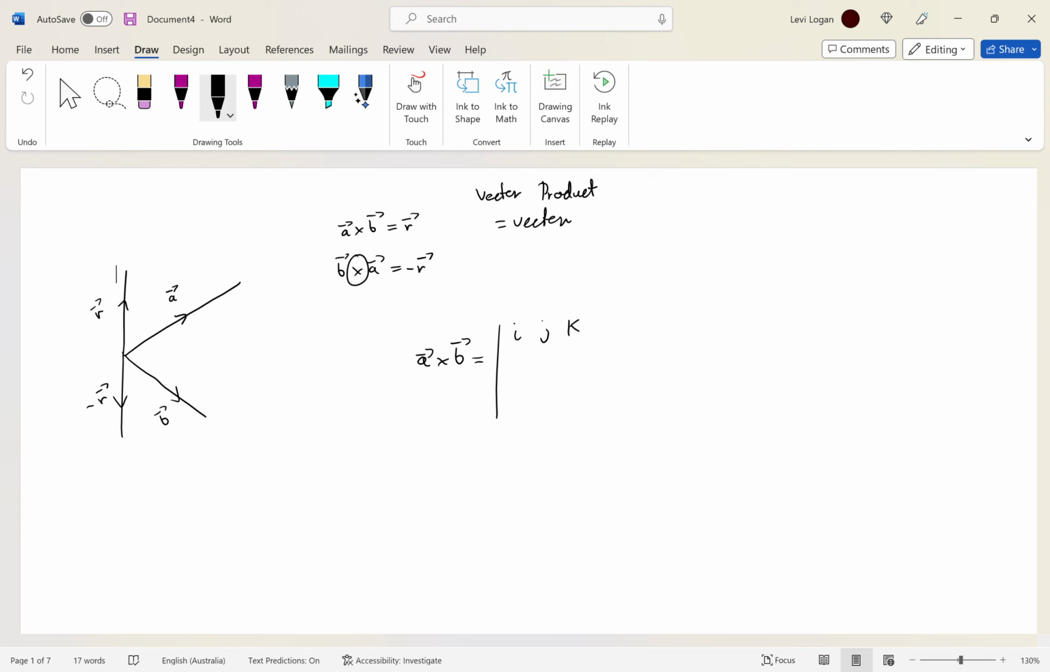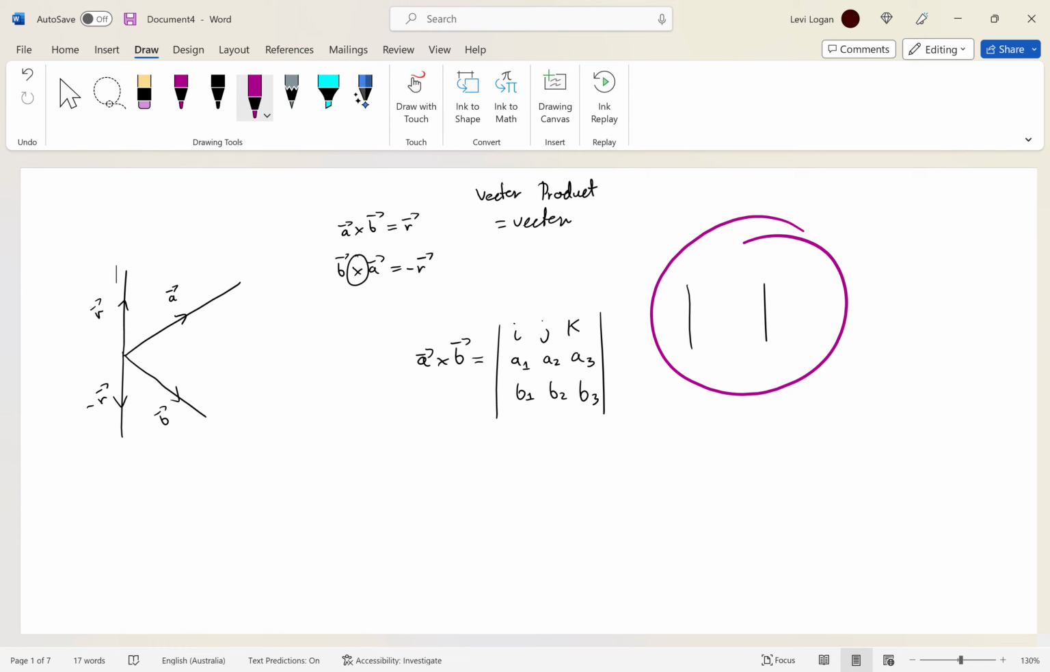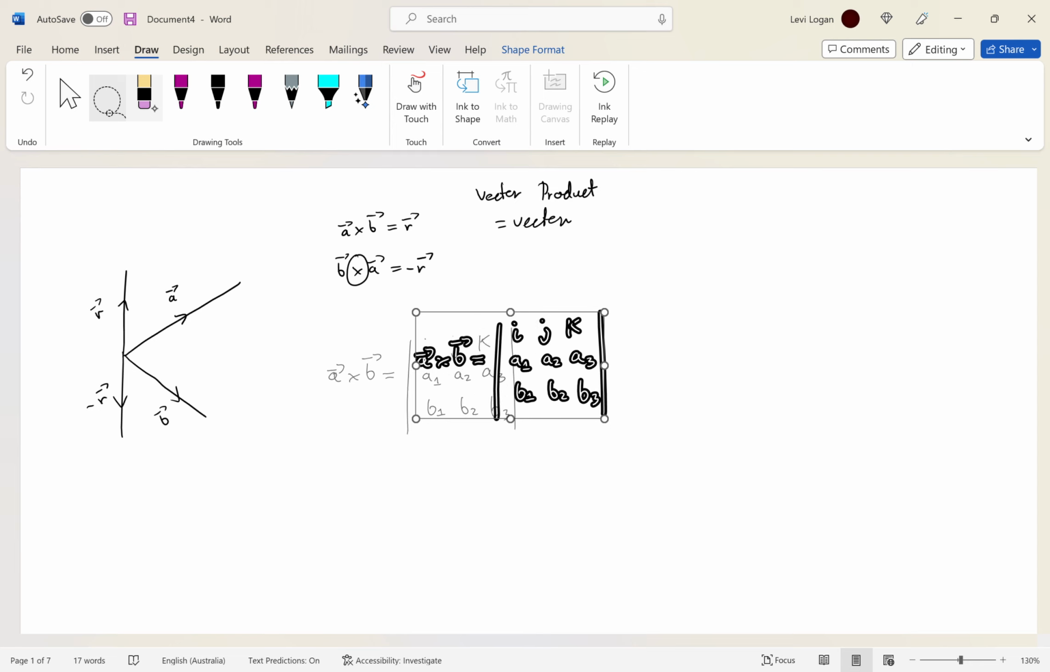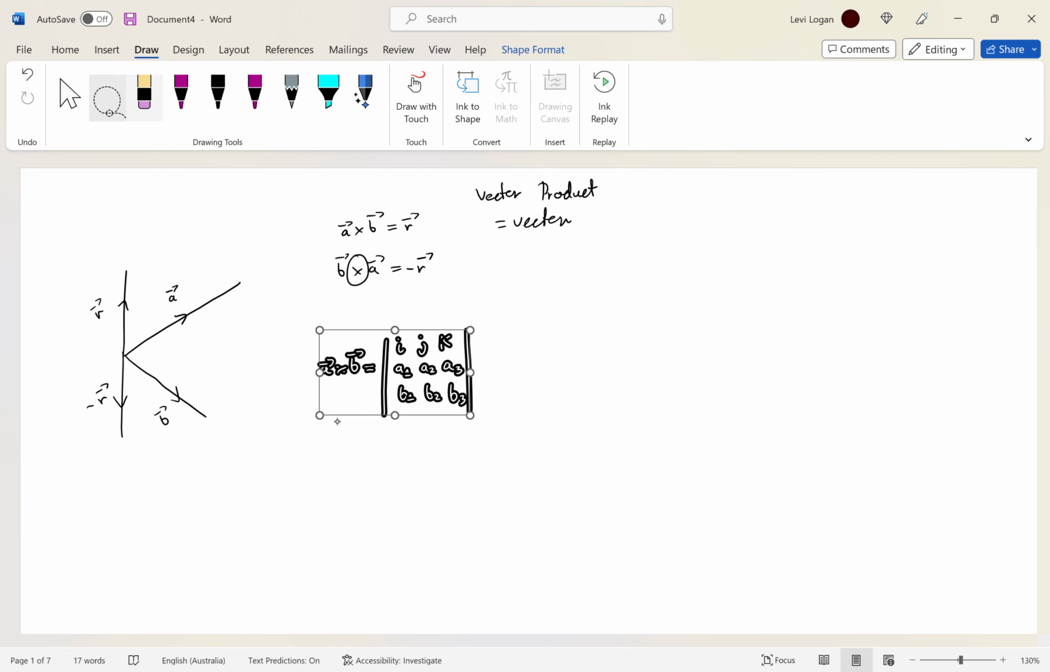It looks like this. You take the x component of A, let's say A1, the y component of A, A2, and the z component of A, A3. Then you do the same with vector B: B1, B2, B3. Now this is a 3 by 3 matrix. The reason we have these straight brackets here, rather than being curved or squared like a normal matrix, is that this symbolizes the determinant. The way we find the determinant of a 3 by 3 matrix is a pretty algorithmic process.